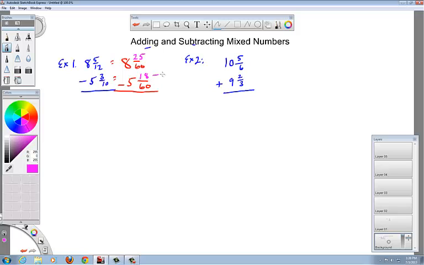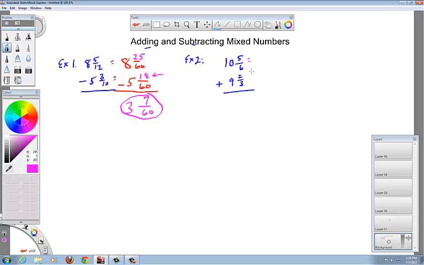If this number here is bigger than this number, then you need to watch the next video, which is on borrowing, and I'll show you that in a minute. You just subtract the whole numbers. 8 minus 5 is 3. The bottom, of course, stays 60 because that's the size of the pieces you're subtracting. And you have 25 minus 18 of them, which is 7. So this is 3 and 7/60ths. And you would try to reduce that, which you can't. So we call that a final answer right there.